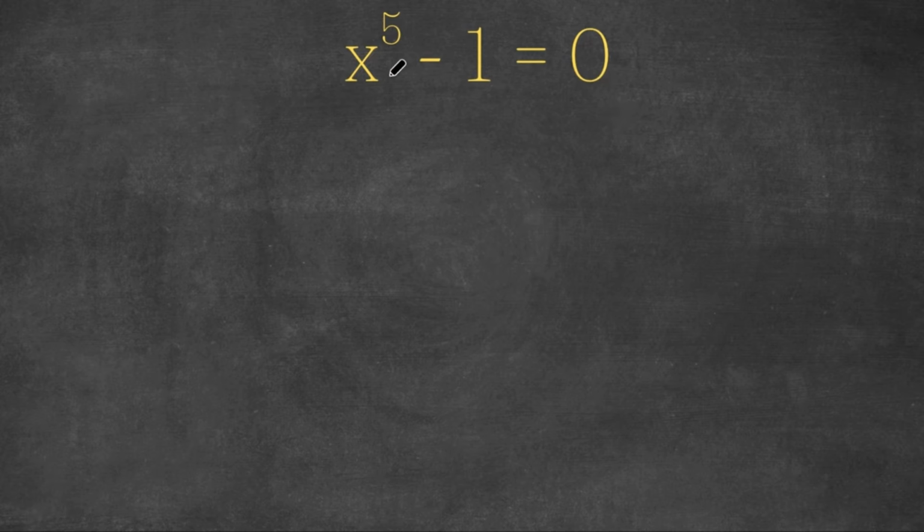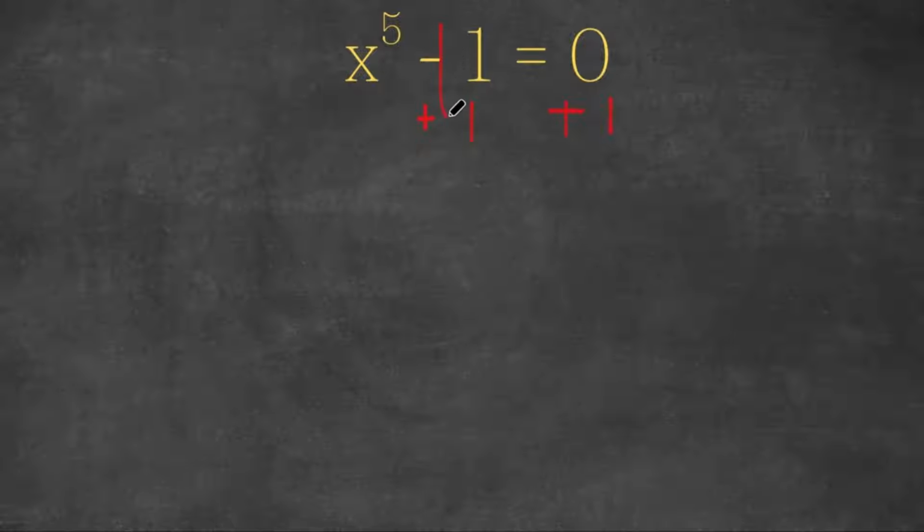In today's video, I'm going to be teaching you guys how to solve this exponential equation. So we have x to the power of 5 minus 1 equals 0. Well, our first step is to isolate x, right? We want to get it by itself. So to do that, we need to get rid of this negative 1 here. So we need to get it to the other side, and how we're going to do that is we're going to add 1 on both sides.